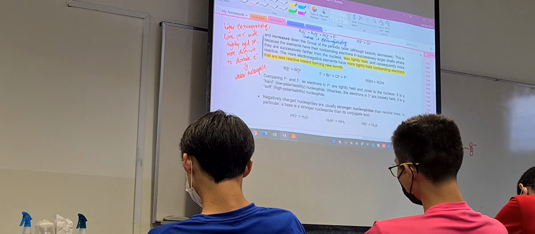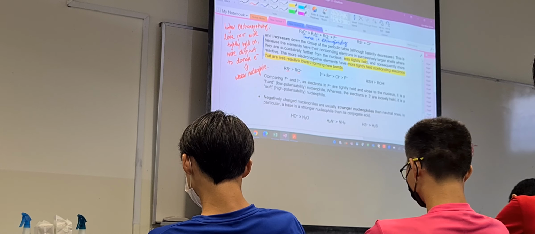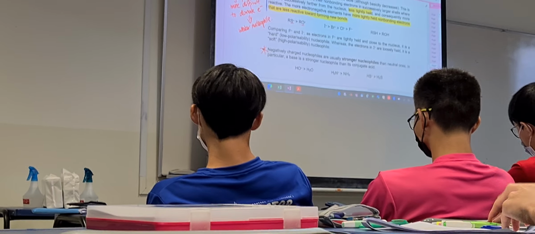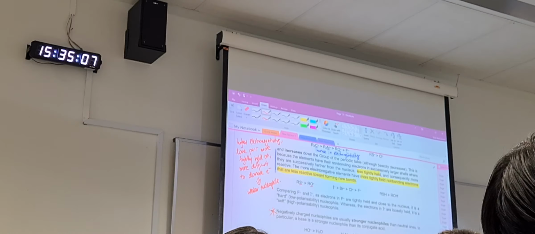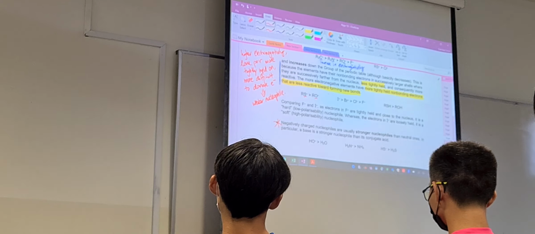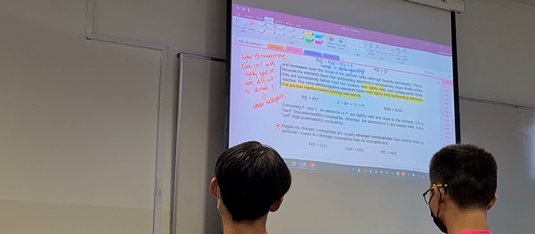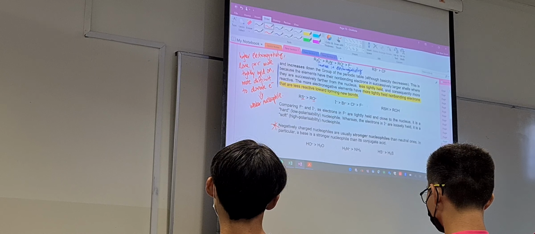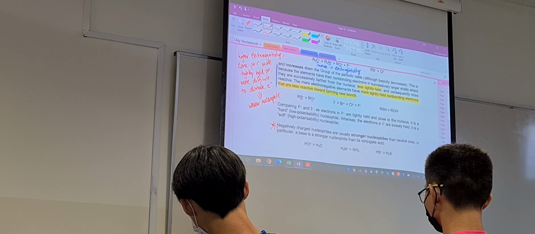And the last one I already mentioned, normally negatively charged nucleophiles are usually the stronger nucleophiles compared to neutral ones. And the last sentence there says that a base is a stronger nucleophile than its conjugate acid. Any questions until here?